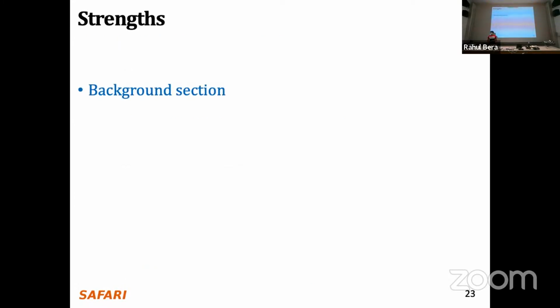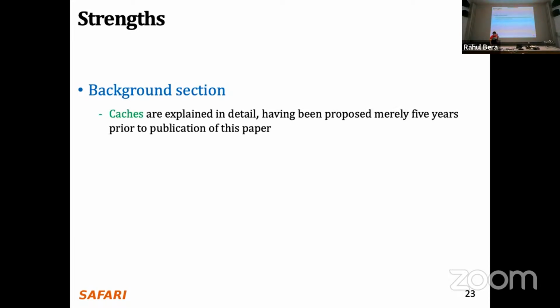The background section where the author talks about caches is quite an interesting read, because it's important to understand that caches were just proposed 5 years before the publication of this paper. And the author really provides a comprehensive explanation of how caches work as buffers to main memory. And finally, it's a very interesting read. If you've read the paper, you can really see that it reads like an essay and it flows really well. It's quite interesting.